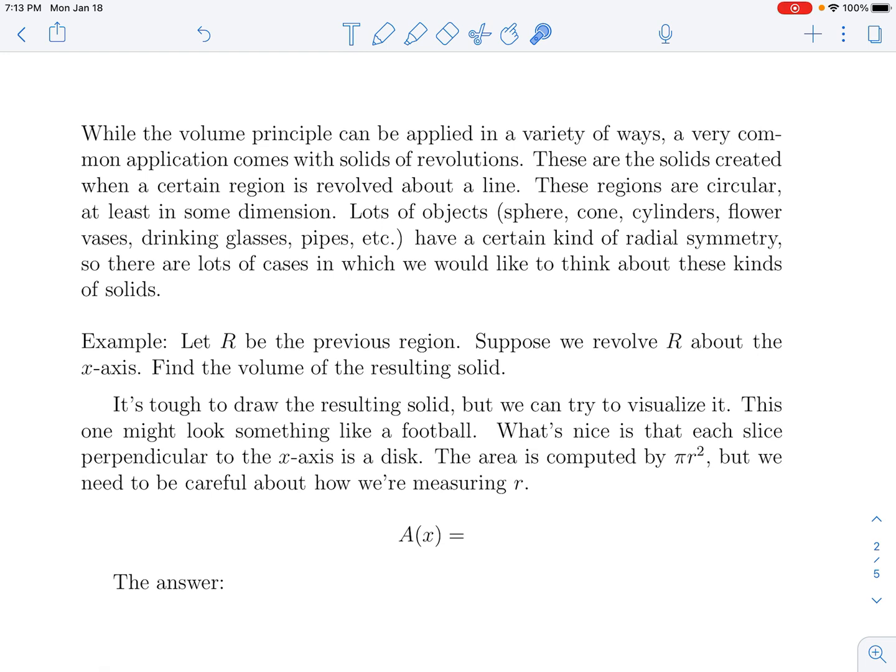So I want you to know that principle, right? If you have an area function, you just integrate it, and that applies in a lot of different ways. But most common applications come from things that are round. Out there in life, a lot of things we deal with in one dimension are round or circular. And those are called solids of revolution. So these are created when we spin something around a line.